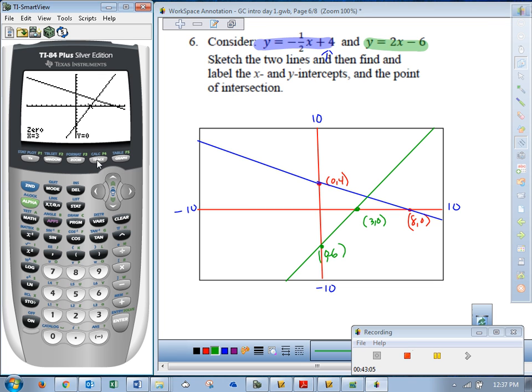Second, calculate. And on there, it's option 5, which says intersect, correct? So hit option 5. And now here's what it's telling you. They say first curve. People are like, what? None of these are curves. Your calculator automatically calls anything you graph a curve. It doesn't matter if it's straight or truly curved. They're calling them curves.